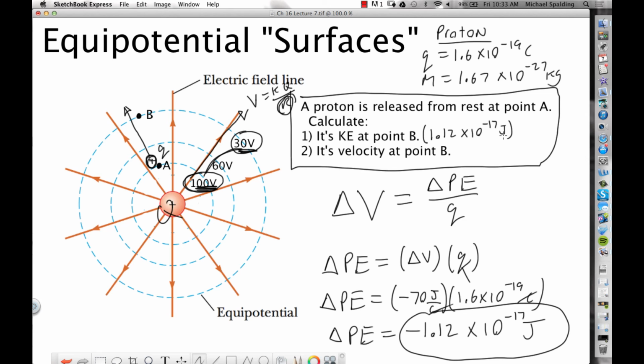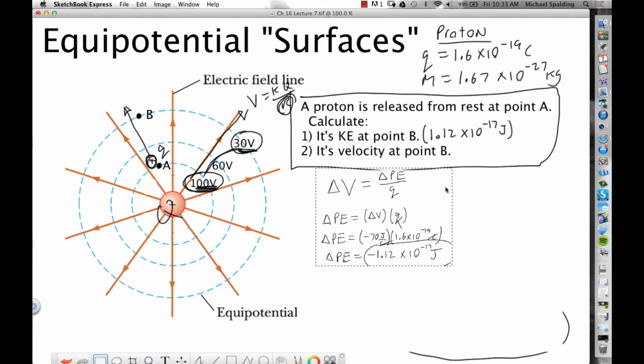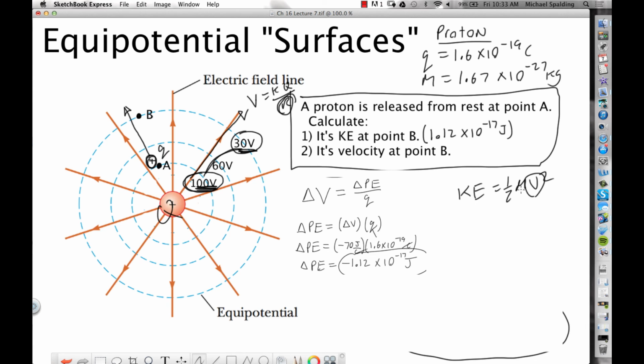Okay, then for the second question, what's the velocity when the proton reaches point B? So how do we do that? We use the kinetic energy equation. Kinetic energy equals 1/2 mv squared. Ooh, this V now, is that electric potential? No, now it's velocity. So velocity is going to be the square root of 2 times kinetic energy over m.